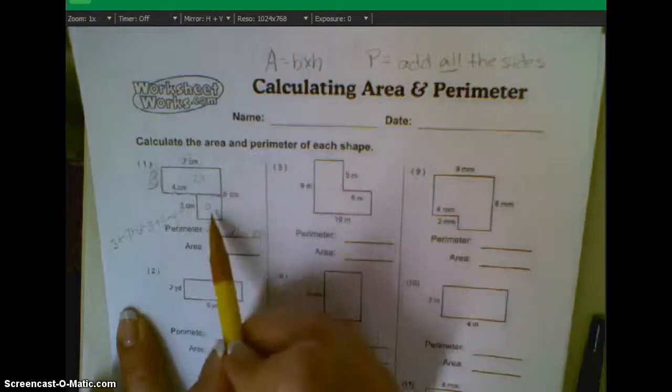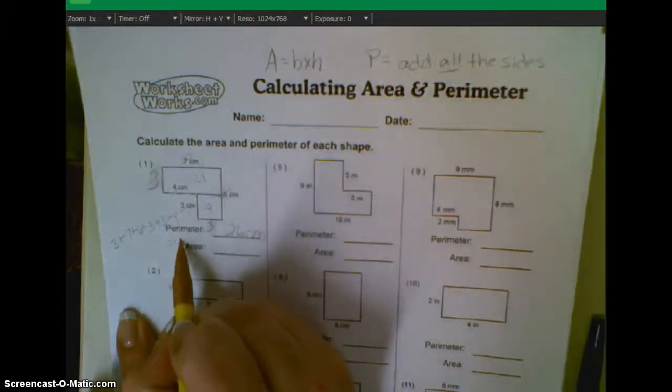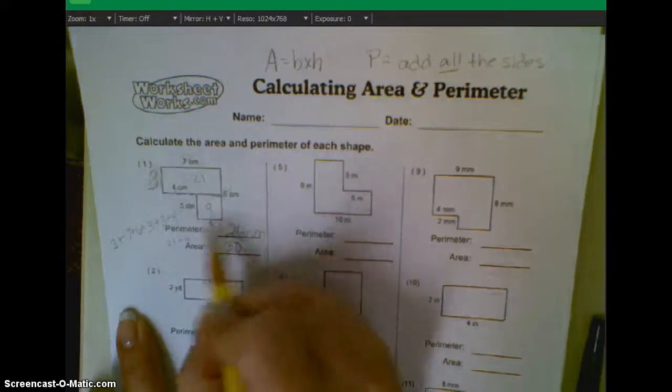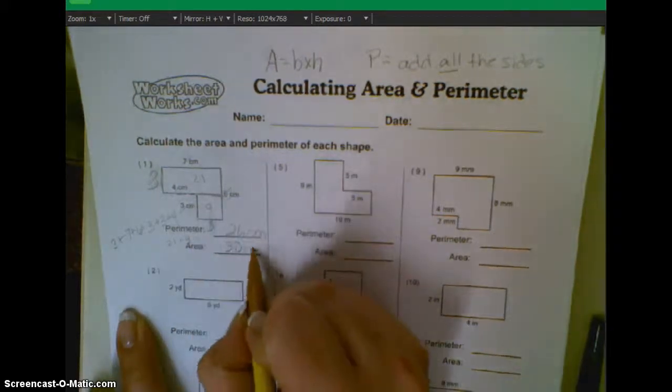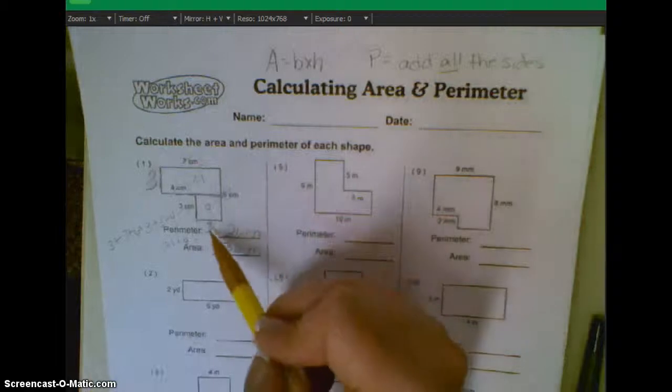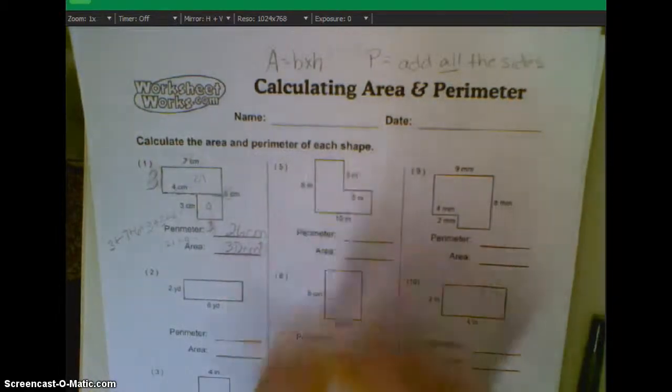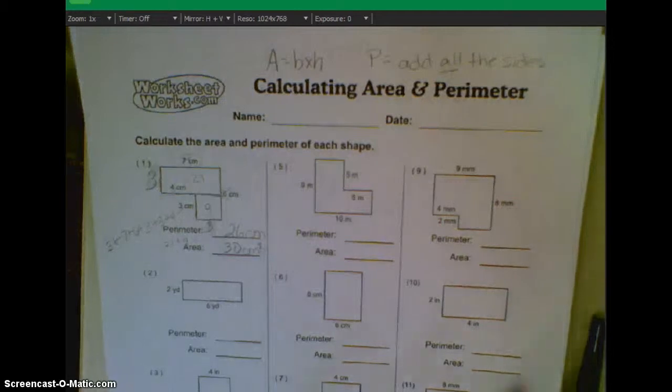So we've got area and area. If we add 21 plus 9, we should find that our total area is 30, and we were measuring in centimeters. But keep in mind, we are multiplying centimeters times centimeters. So when you multiply centimeters times centimeters, you get centimeters squared.